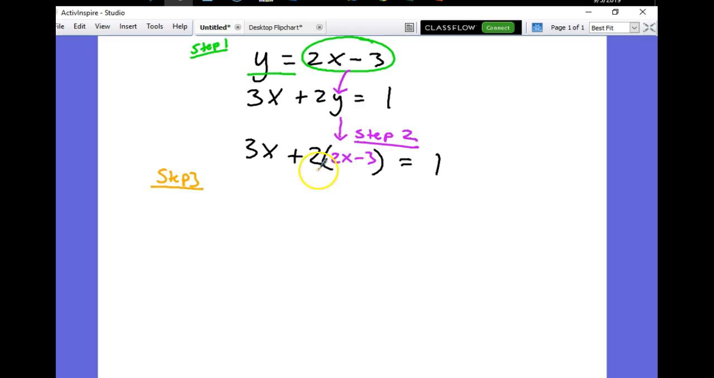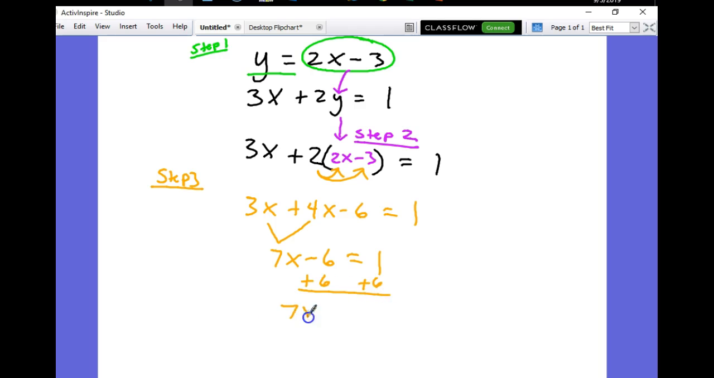So here we go. Hannah, you said distribute. You're right. So let's do that. We're going to distribute. We get 3x plus 4x minus 6. Now what? Good. Now add 6 to 1. It'll be 7x equals 7. Divide by 7 and x equals 1. There you go. I'll wait.